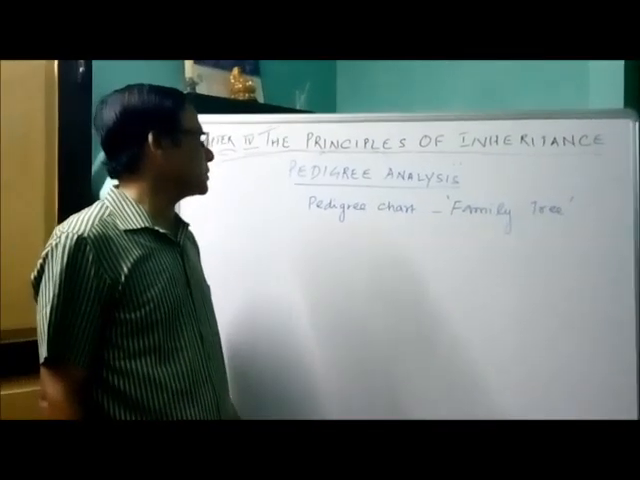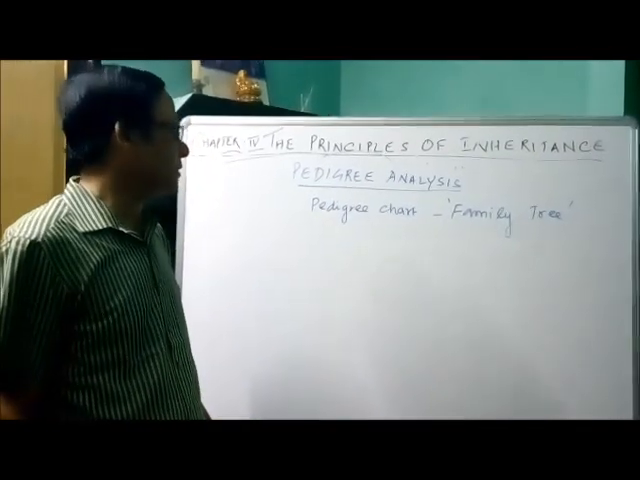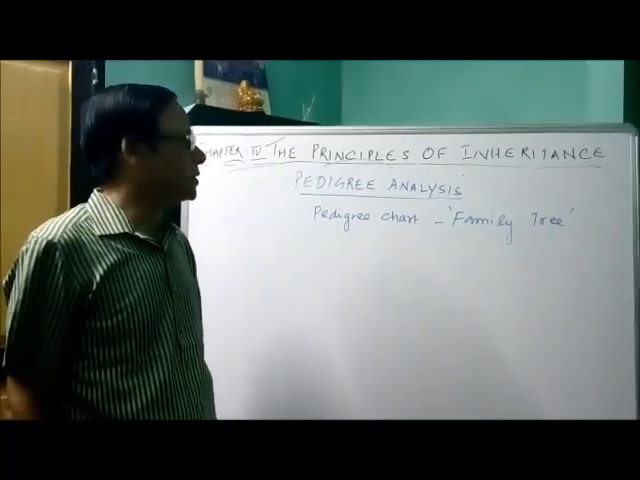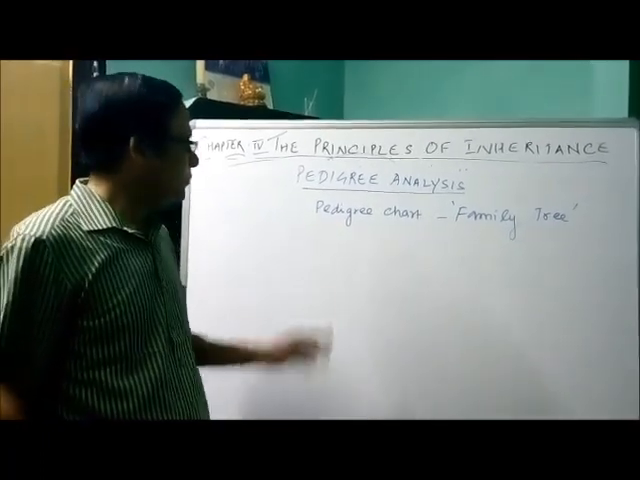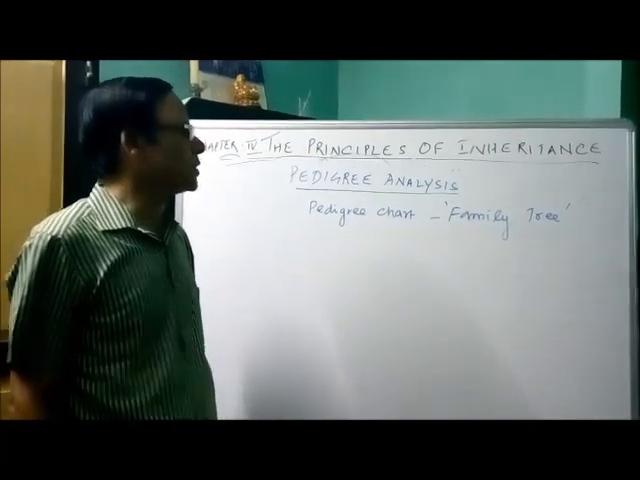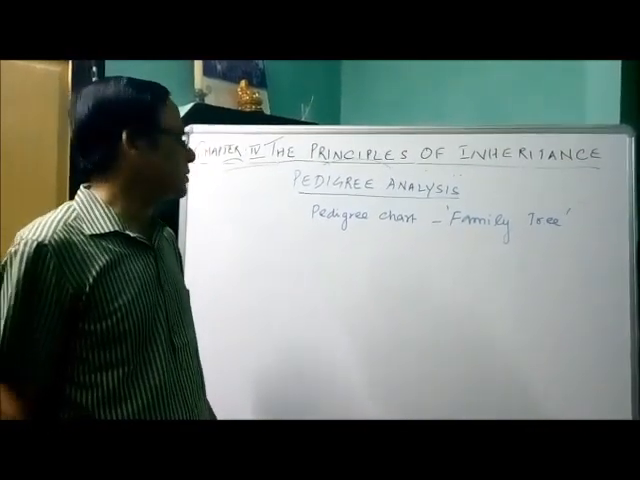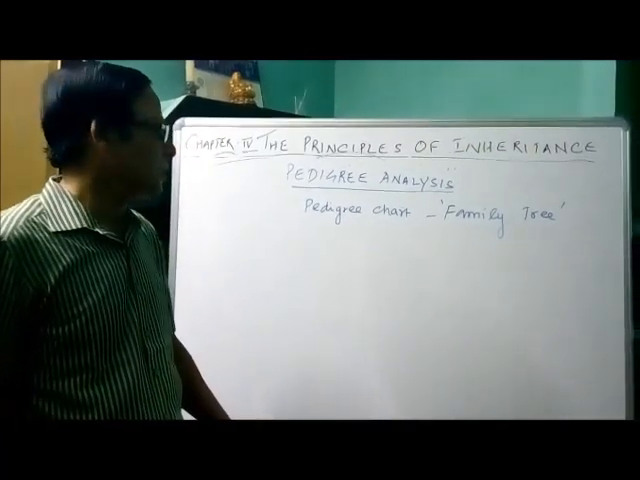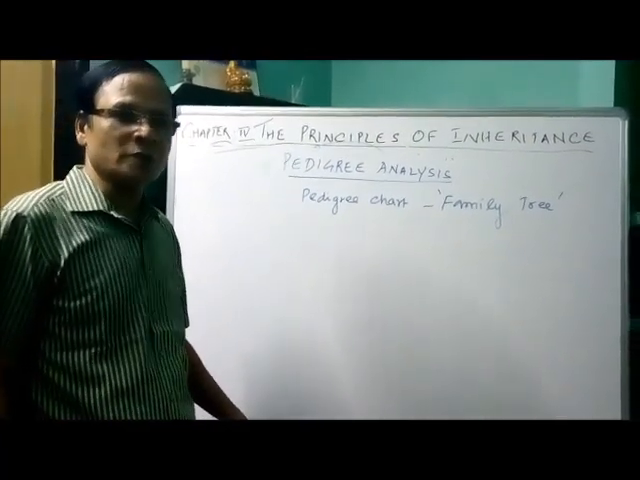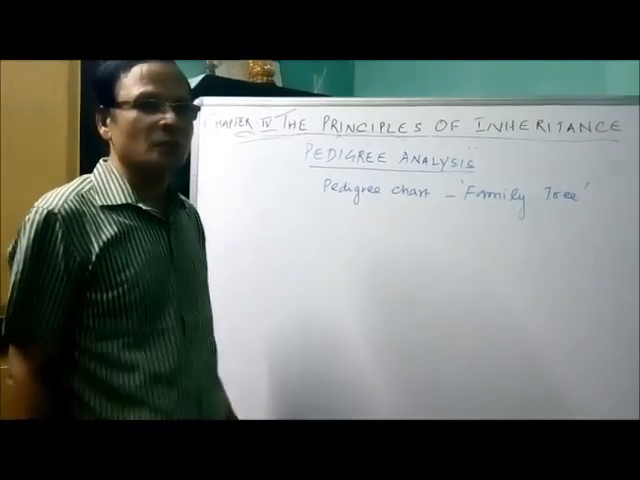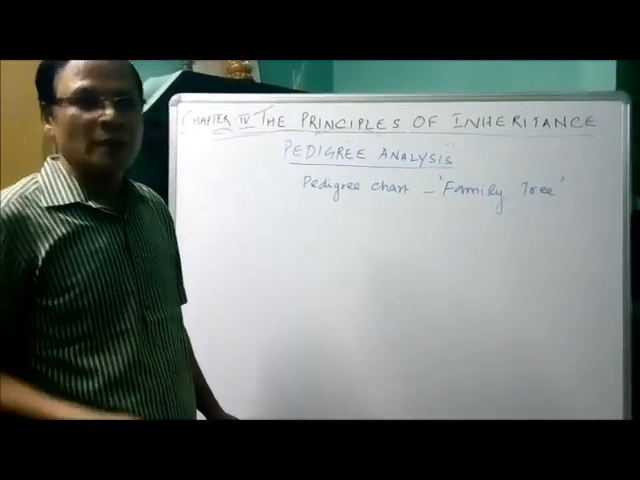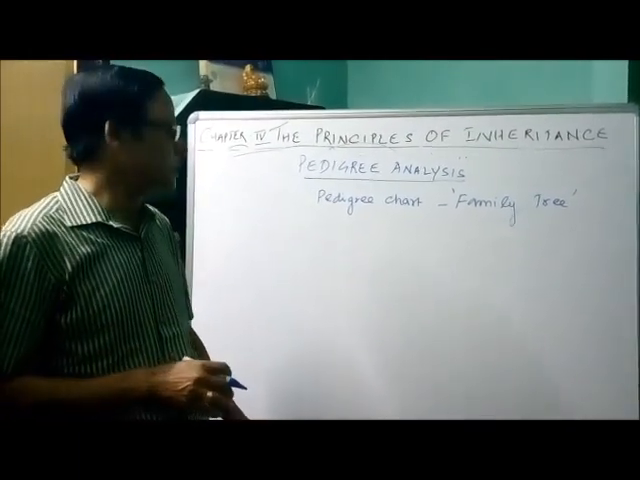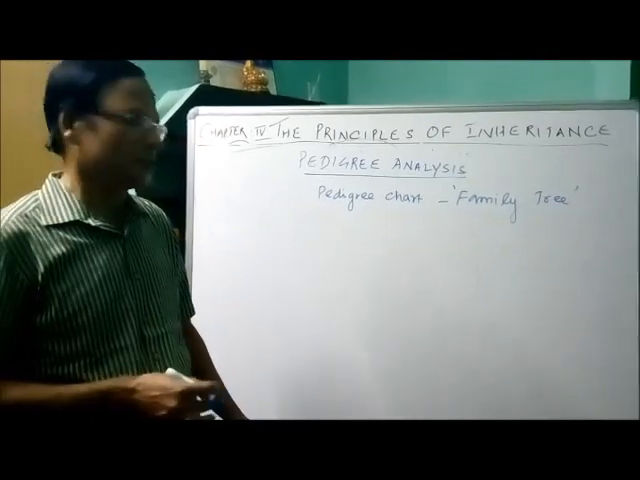The next part in the chapter is pedigree analysis. For explaining pedigree analysis, before that we have to know what a pedigree chart is. The pedigree chart is otherwise called a family tree. It is drawn by using certain genetic symbols for showing the inheritance pathway of specific phenotypic traits.